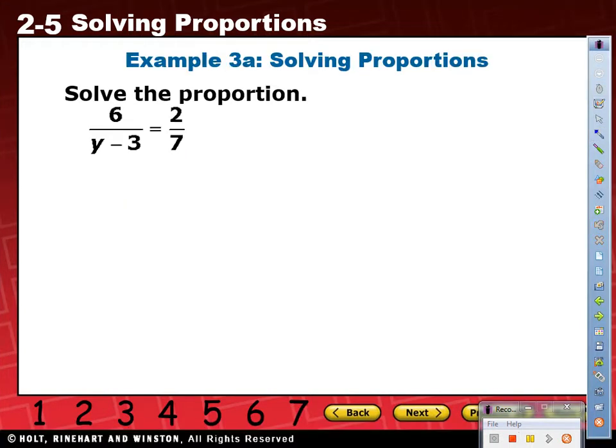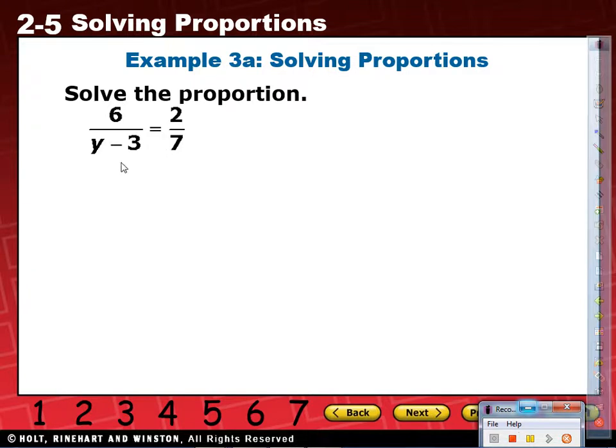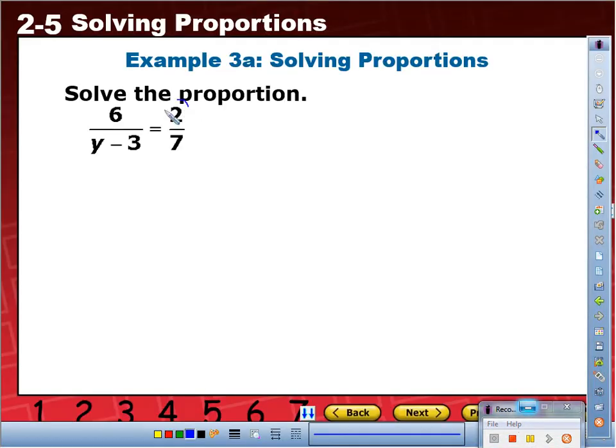Copy this one. Example 3a. Solve. 6 over y minus 3 equals 2 over 7. Copy that, and I'll do the first step. So we still have a proportion. Everybody look up, please. Fraction equal to another fraction. Are we there so far? The only thing, this one has a variable and a number together. But we still start with the same process. We cross multiply where the variable is at. I'm going to start cross multiplication right here. The 2 times that. That's where the variable is at.